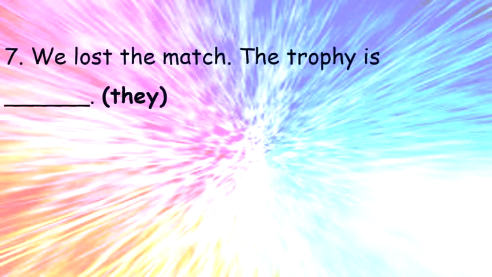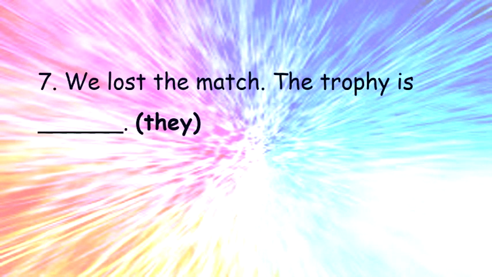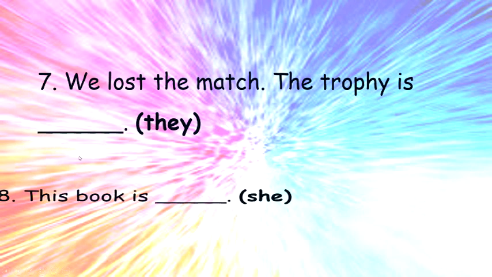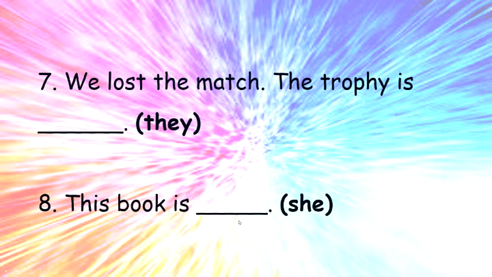Now children, with this we come to our 7th point related to possessive pronouns. We lost the match. The trophy is dash. The word given to us is they, and it is a third person personal pronoun. Number 8. This book is dash. We have to fill the possessive pronoun in relation to the word she.